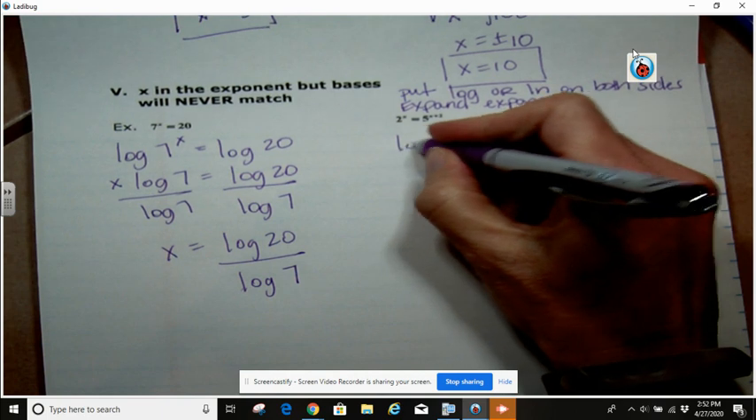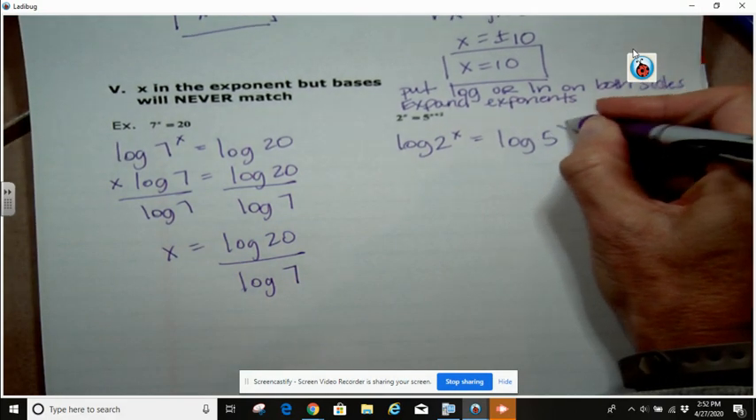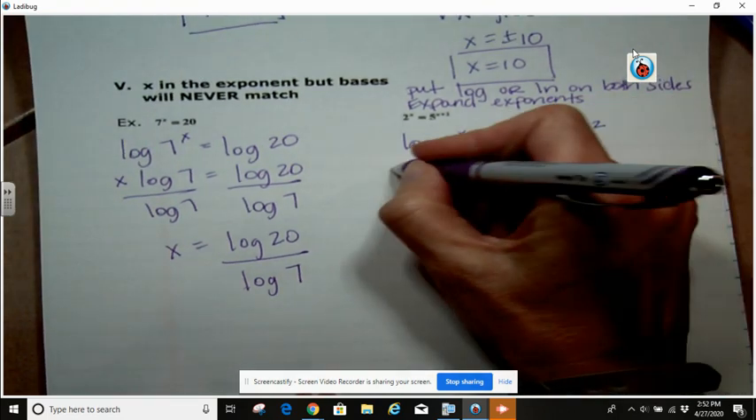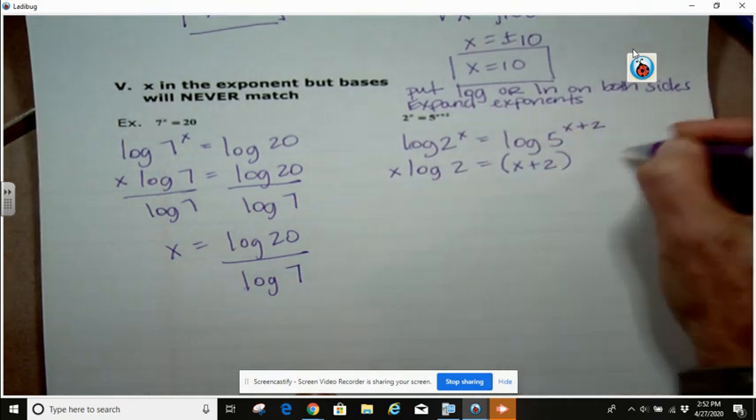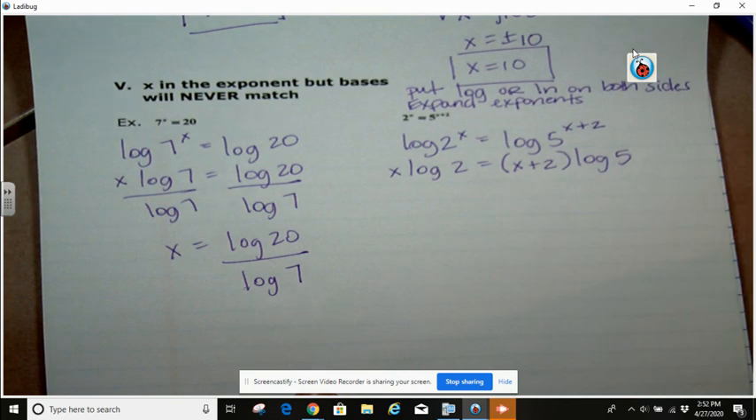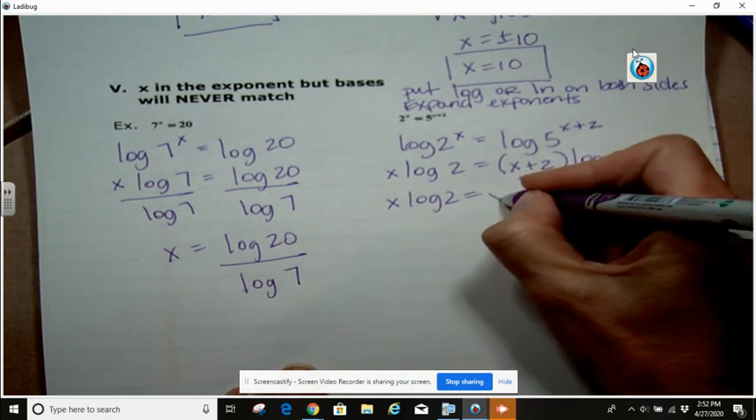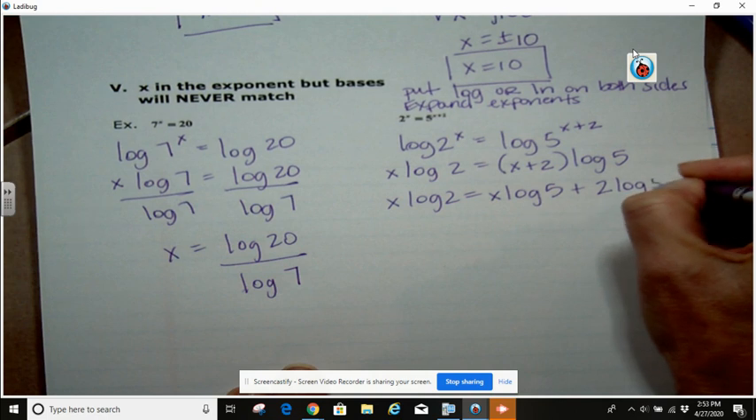So I'm going to put common log on both sides. Then I'm going to expand those exponents to coefficients. Since this exponent's a binomial, I want to put it in parentheses. Any exponents that are binomials, you're going to need to distribute. Non-negotiable. So over there on the right, I'm going to distribute and write that as x times log 5 plus 2 times log 5.